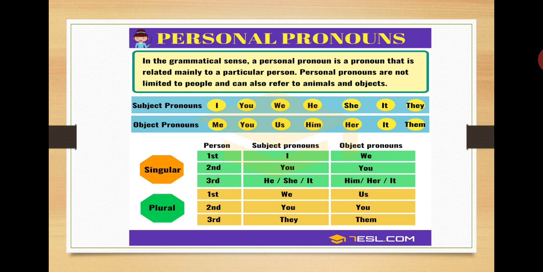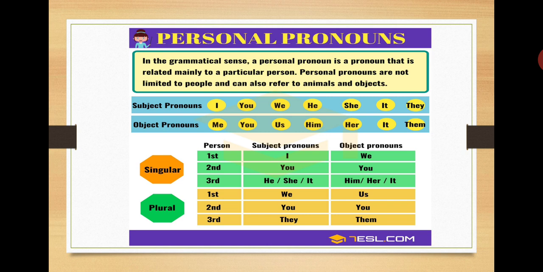Now the first person is I, we, me, mine, us, ours. The second person is you, yours. The third person is he, she, it, him, her, hers, his, they, them, theirs.